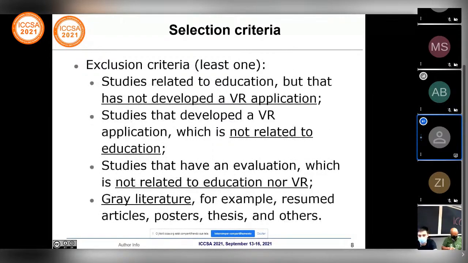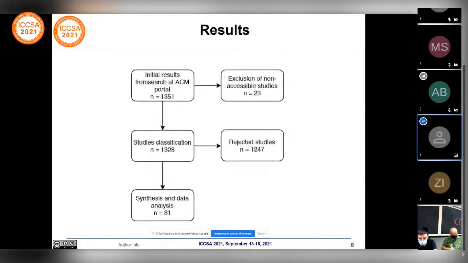Studies that fulfill at least one of the following criteria were excluded: studies related to education, but that have not developed a virtual reality application; studies that developed a virtual reality application which is not related to education; studies that had an evaluation which is not related to education or virtual reality; and gray literature, for example, resumed articles, posters, theses, and others.